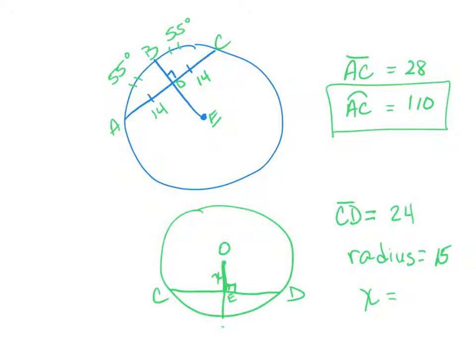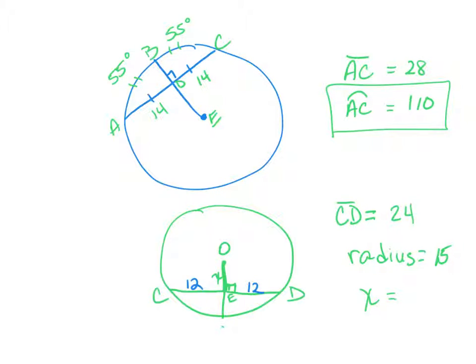Okay? So here we have a circle that has a chord, and it has a radius that hits that chord at a 90-degree angle. And they tell us that CD is 24. If CD is 24, what can I conclude from that? C is 12 and D is 12. Very good. So we got that.